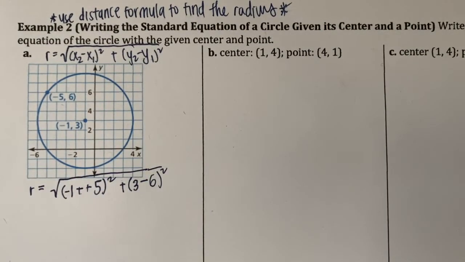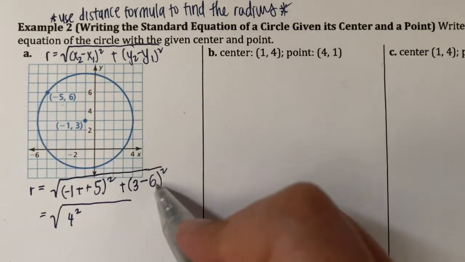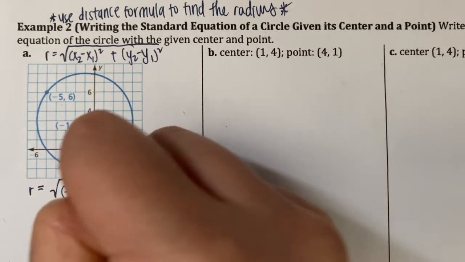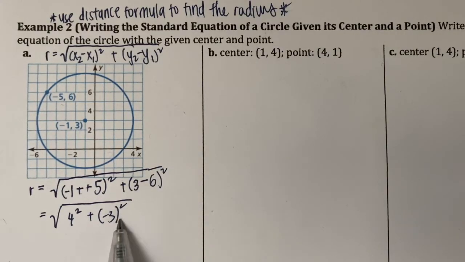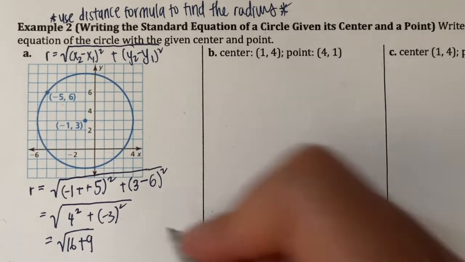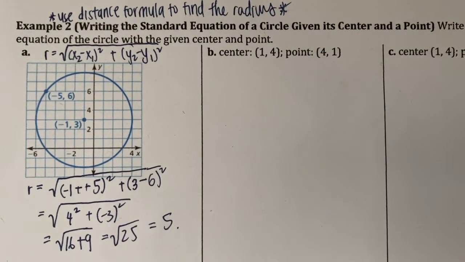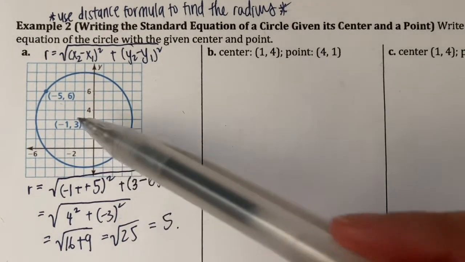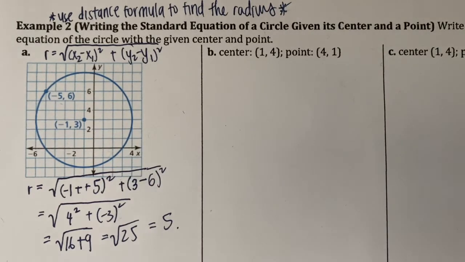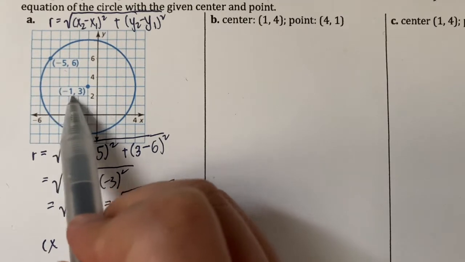And then we want to simplify what's inside the parentheses. -1 plus 5 is 4, and 3 minus 6 is -3. 4 squared is 16, and -3 squared is 9, all under a square root. And then we want to add the 16 and 9 together to get the square root of 25, which is equal to 5. Once you have your radius, then you can put the radius and the center of the circle into your general equation. So you want to take your x value and then the opposite of your h, plus 1.